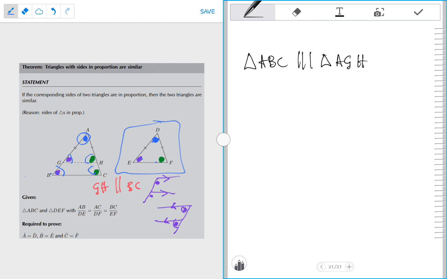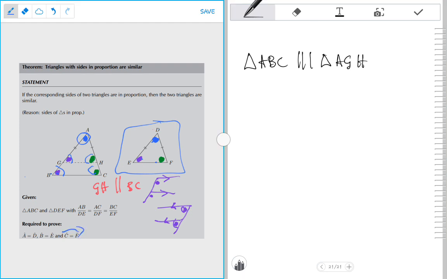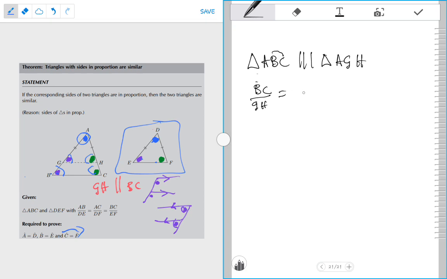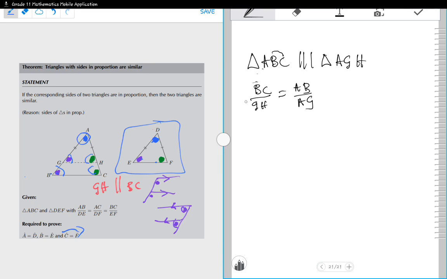So basically, now we know that we're trying to prove these triangles. From this we can see that BC, if you're taking this BC, you're going to also take GH. BC over GH is equal to what? We also take AB over AG. We can see that. And which is this one equal to?